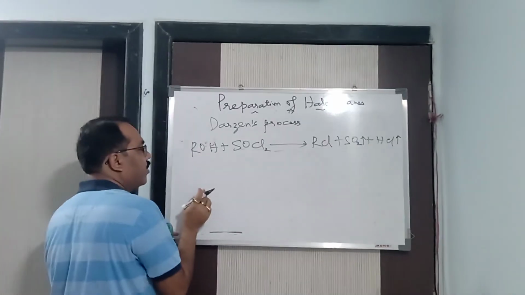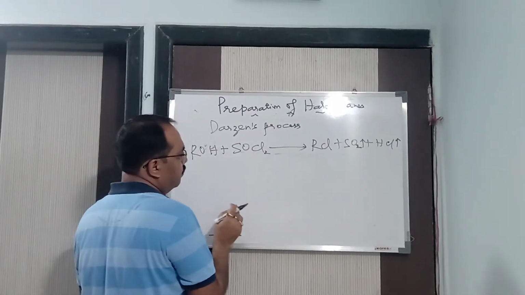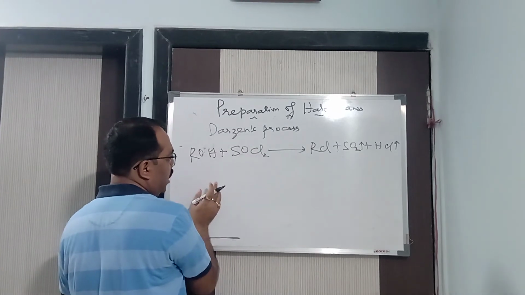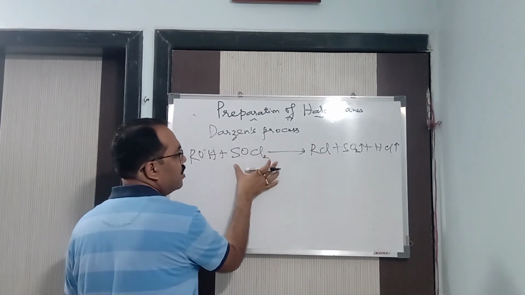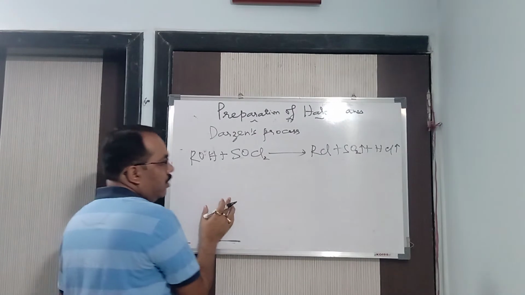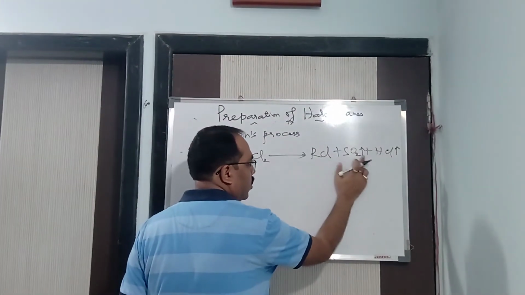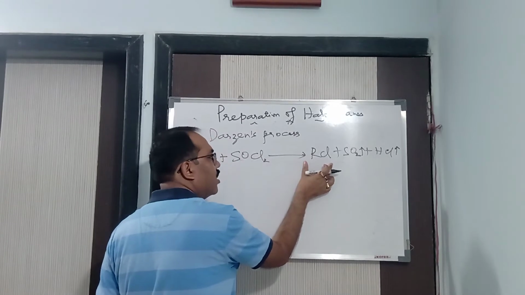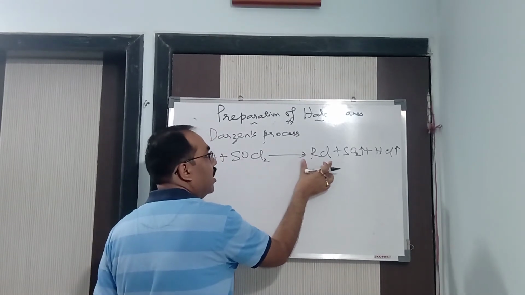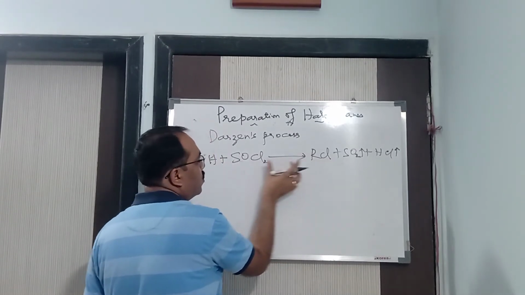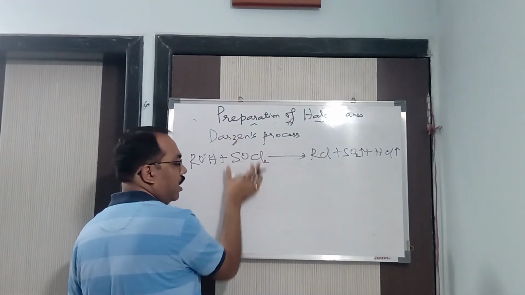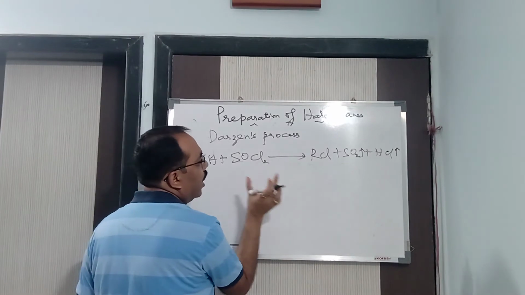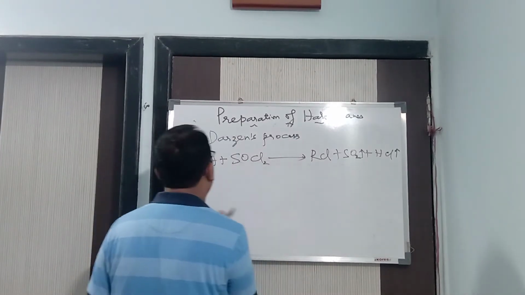With thionyl chloride, if you are doing the reaction, out of whatever processes you have studied, this process is the most economical one. Why? Because SO2 and HCl, you can see both are gases, they escape. So RCl is remaining behind. So no further purification is required here, and the yield is maximum in this case. Till now, of whatever methods we have studied, this is the most economical method for the preparation of haloalkanes. We can say that.